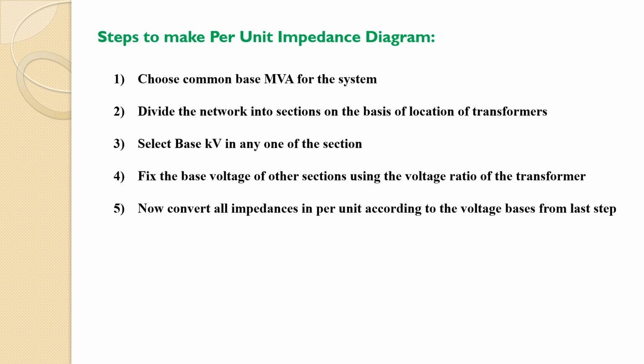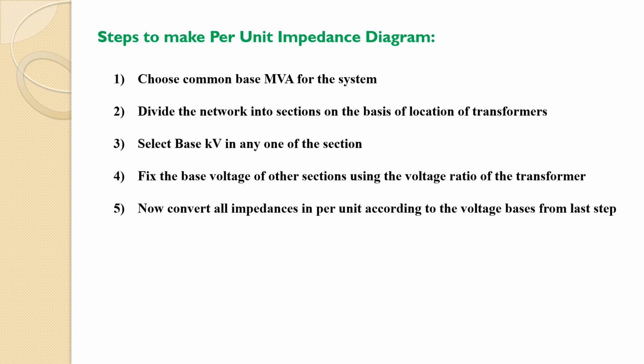So we can summarize the steps to make a per unit diagram, which can be obtained once we have the single line diagram of the system. Step 1 is we need to select the common base MVA for the system. Once the base MVA has been identified, we need to divide the entire circuit, network or system into different sections, and that division can be done on the basis of the location of transformers. That we will discuss with the help of an example.